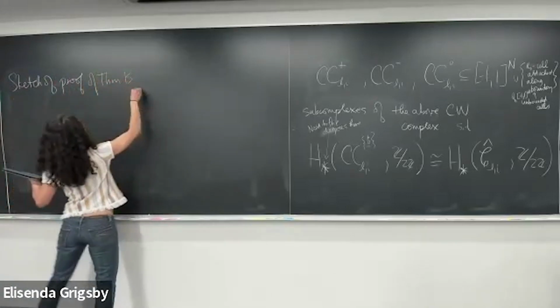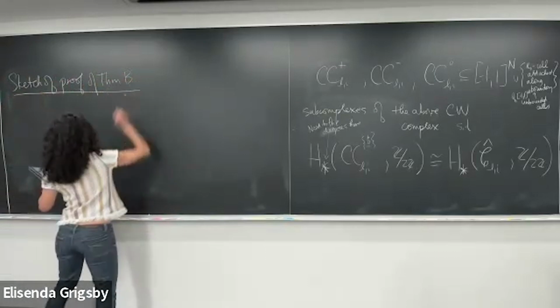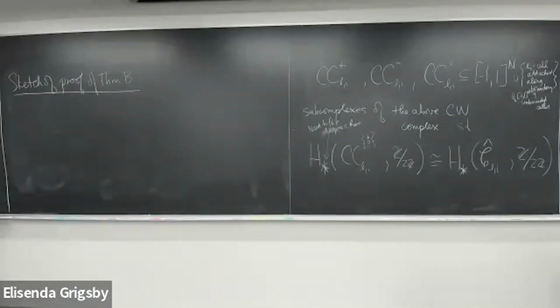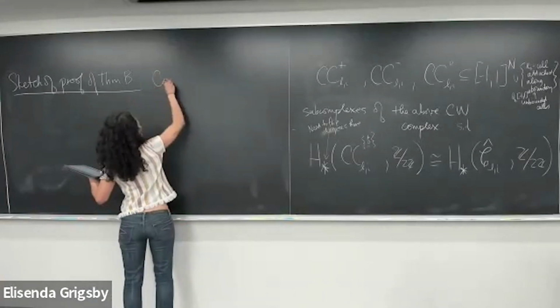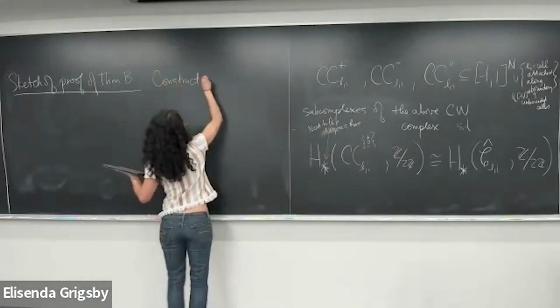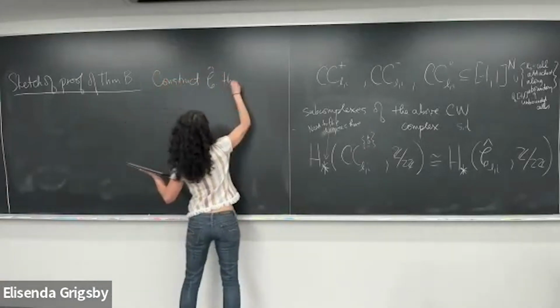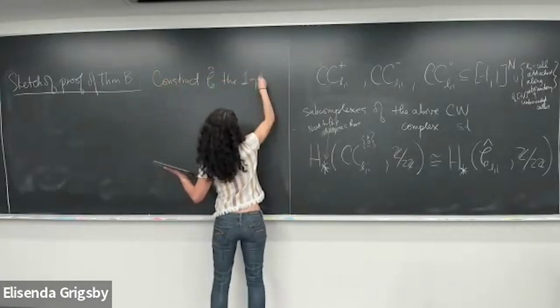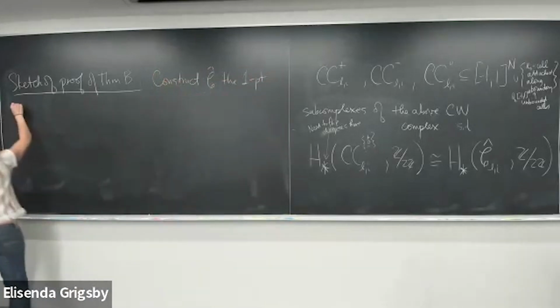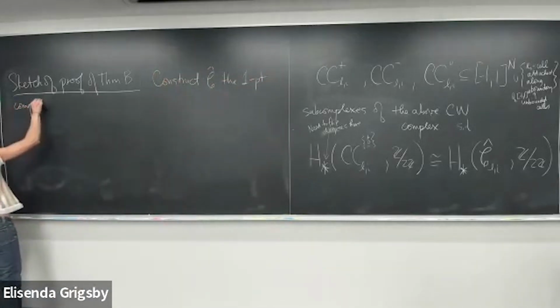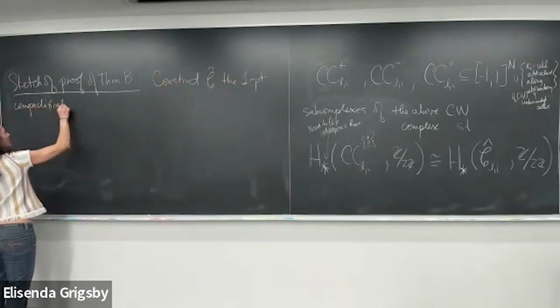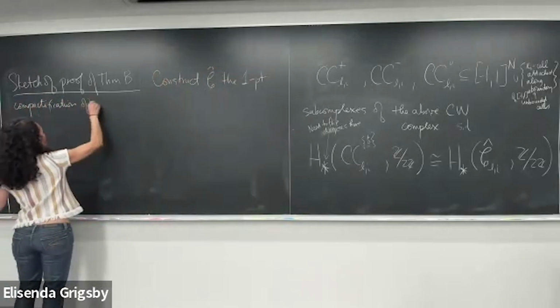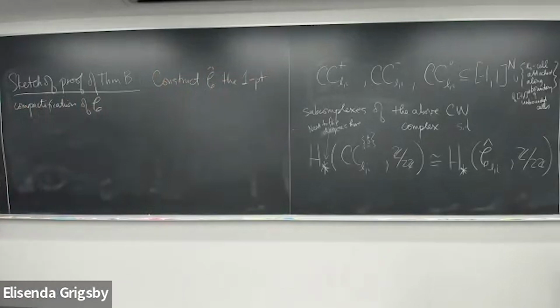This construction. Okay, so let's construct the one-point compactification. And you're adding a 0-cell at infinity, and you're treating it as a face of each unbounded polyhedral set.